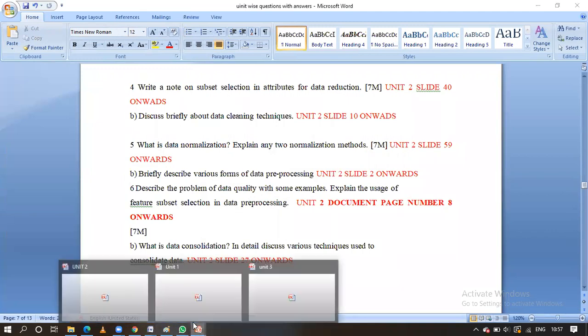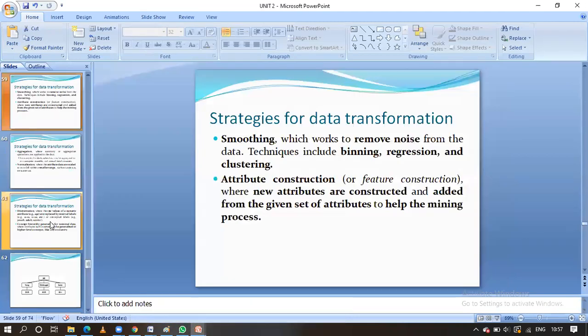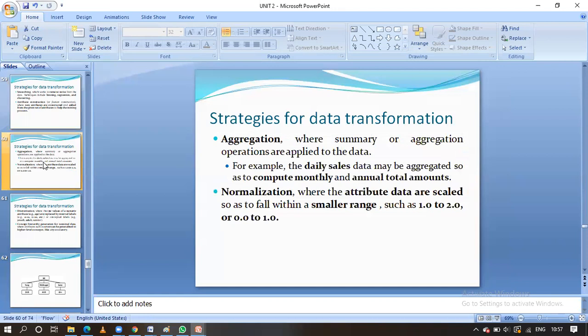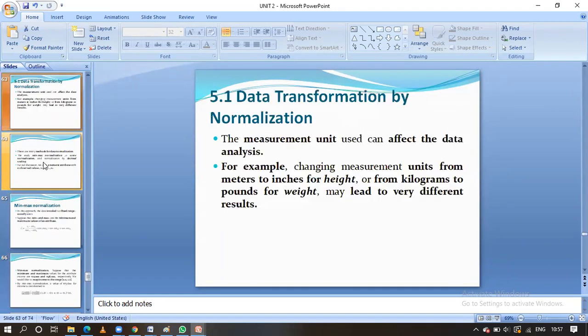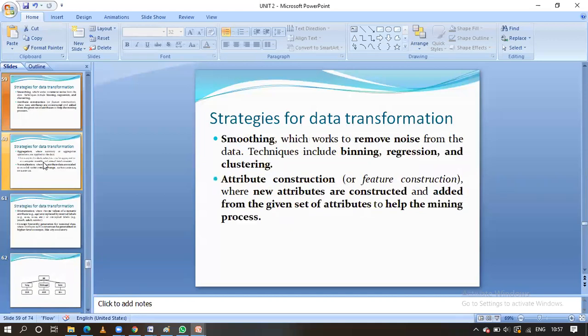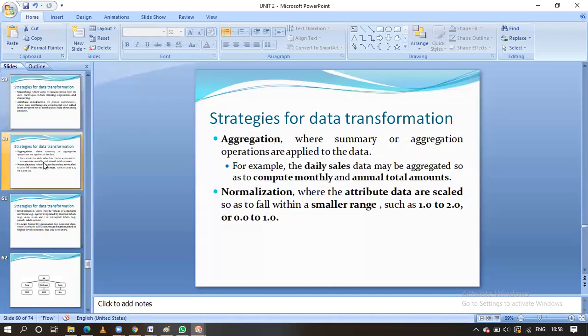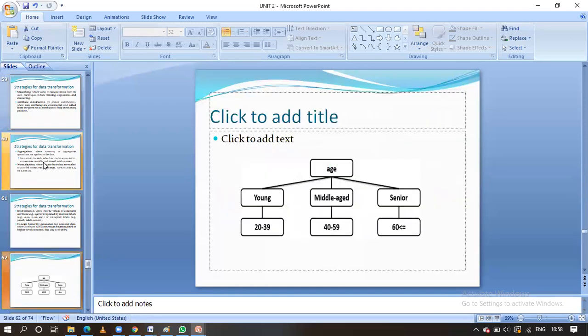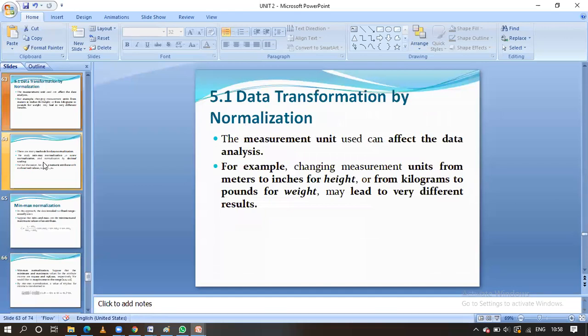Normalization. Okay guys, here is a topic related to data transformation. Normalization comes under data transformation. Let us go directly to data normalization.